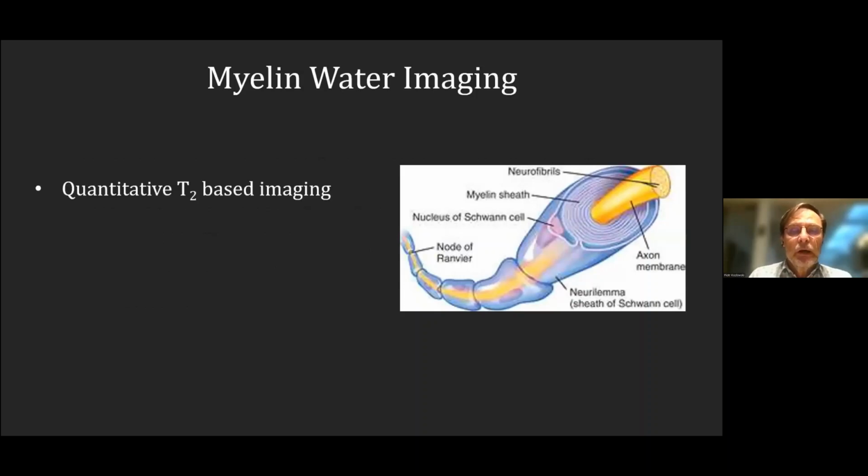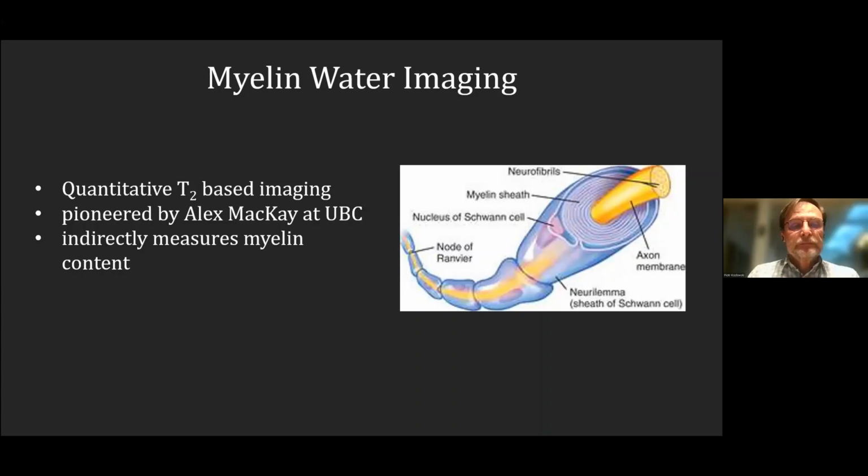So as we all know, myelin water imaging is essentially based on the multi-echo T2 pulse sequence. It's a quantitative method. It was pioneered by Alex McKay here at UBC, hence our interest in using this technique in spinal cord injury models. And it's an indirect measure of myelin content. And there were numerous studies showing really good correlation with histology.